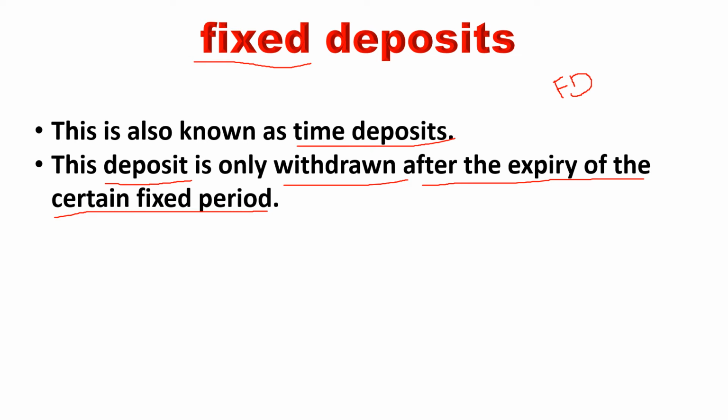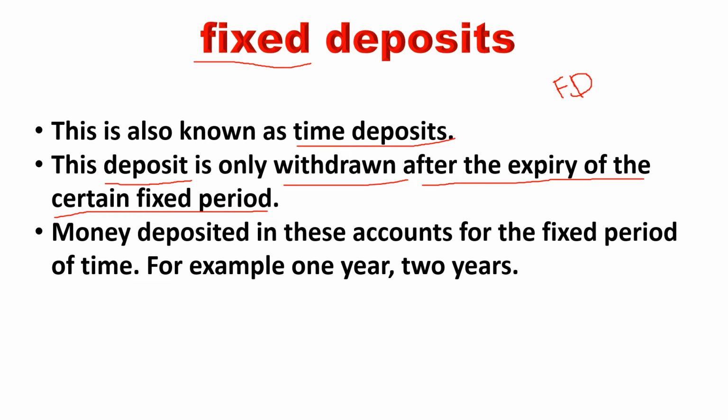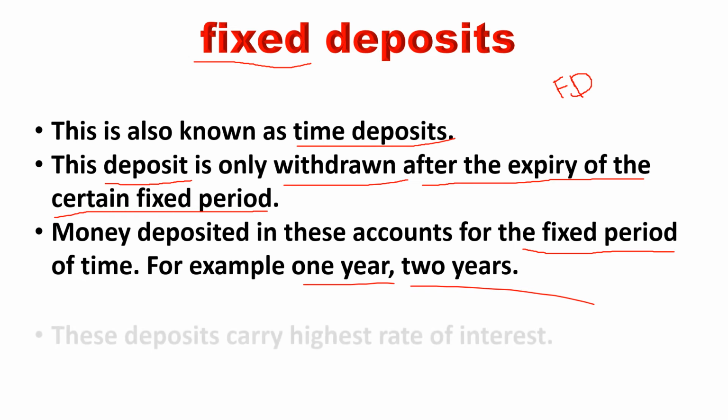FD means fixed deposit. ओके, ये यूजुअली कुछ सर्टेन टाइम पीरियड के लिए फिक्स्ड होती है. Before that period you will not be able to withdraw the amount. Money deposited in these accounts for a fixed period of time. ठीक है, जो भी मनी आप इस अकाउंट में डिपॉजिट करेंगे वो कुछ टाइम पीरियड के लिए फिक्स्ड हो जाएगा. It is for the fixed period of time. For example, you can fix it for 1 year, it can be fixed for 2 years and many more.